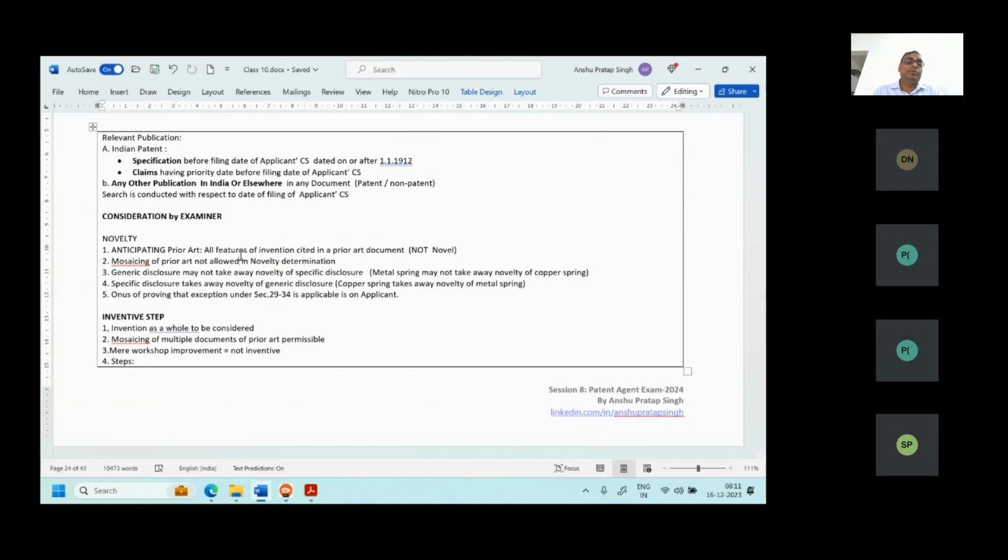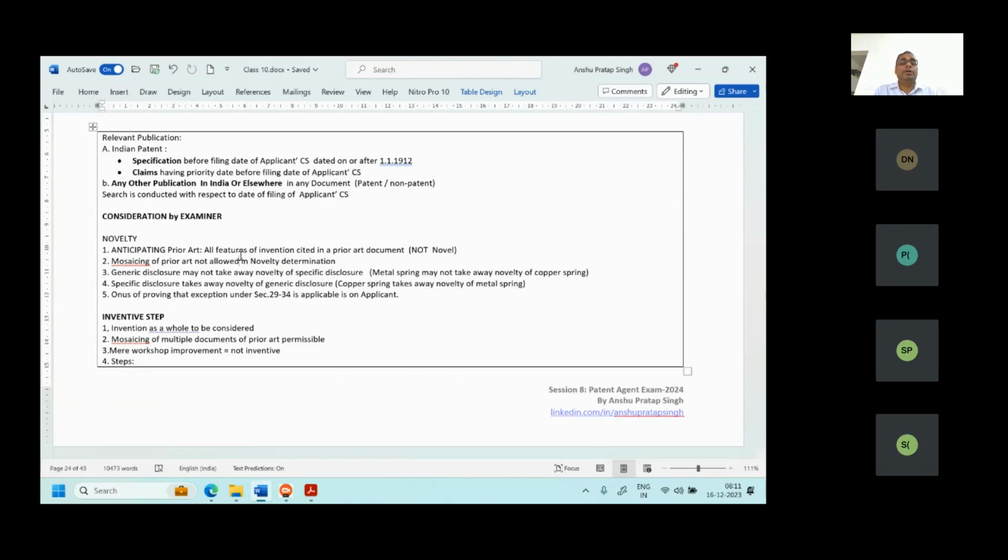That's why it says the mosaicing of prior art is not allowed in the novelty division. You cannot mosaic A plus B and B plus C. Only if all the features are found in one document are you not novel.